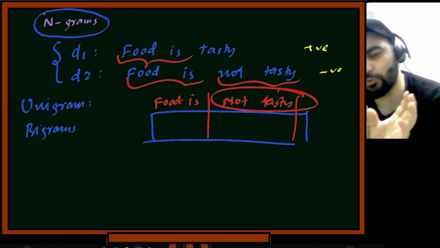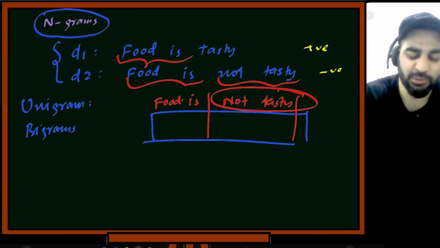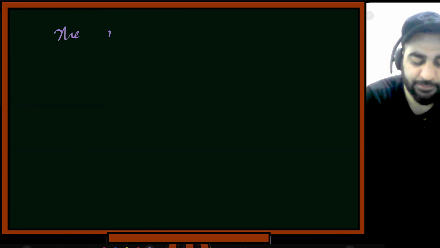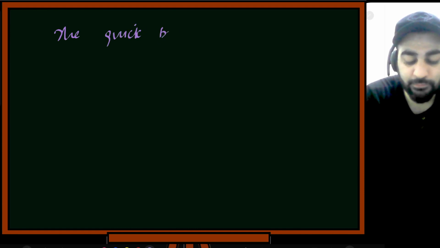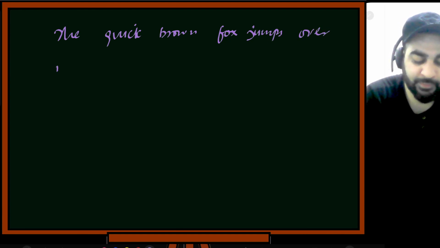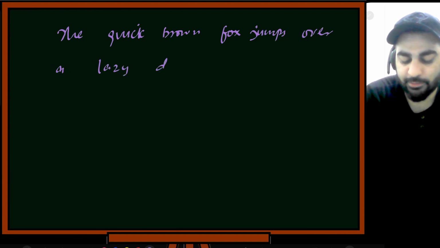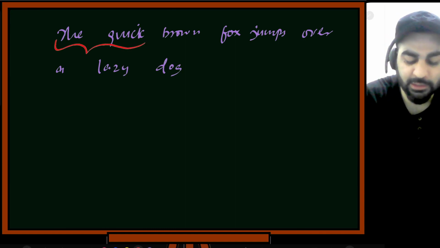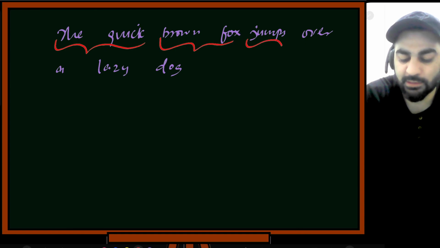Sometimes you also use rolling windows. It's not like you will just use this and then this. Sometimes you roll the windows. I'll tell you what I mean by rolling windows. Let's suppose I have the quick brown fox jumps over a lazy dog. So one technique is that if you use bigrams, you can use this as one word, this as one word, this as one word, this as one word, and this as one word.